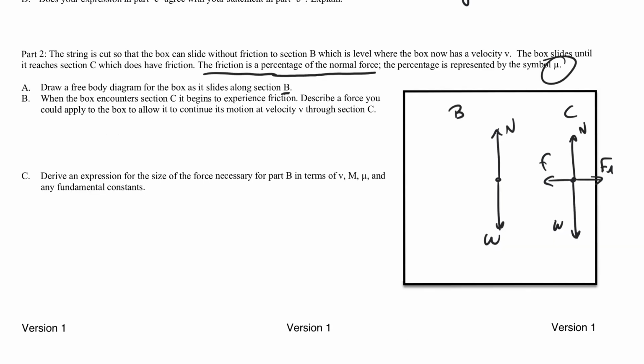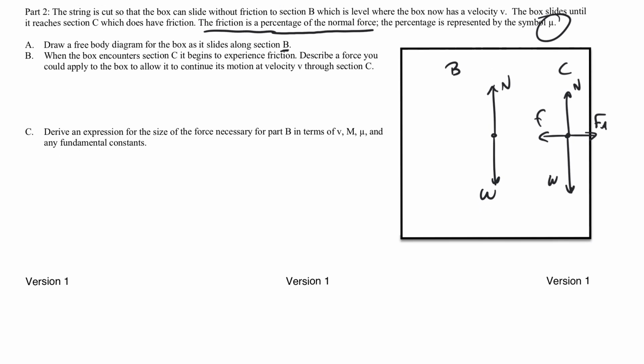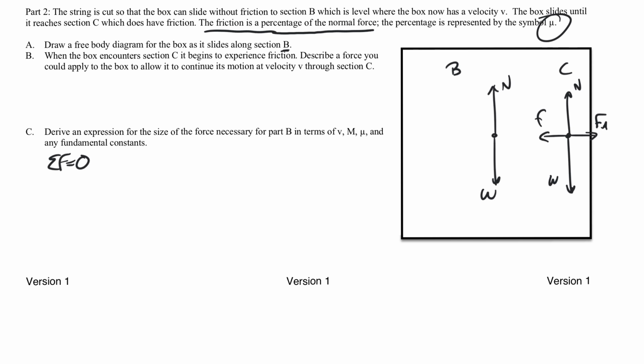So, again, we're going to push on the box in order to make sure the velocity stays constant, with a force that's something about the size of friction. Derive an expression for the size of the force necessary for part B in terms of V, M, mu, and any fundamental constants. Well, I don't know that V is going to be in our answer. This is a net force equals 0 problem. If I break this up into the x direction and the y direction, in the x direction whatever applied force and friction sum to be 0, and in the y direction, normal force and weight sum to 0.